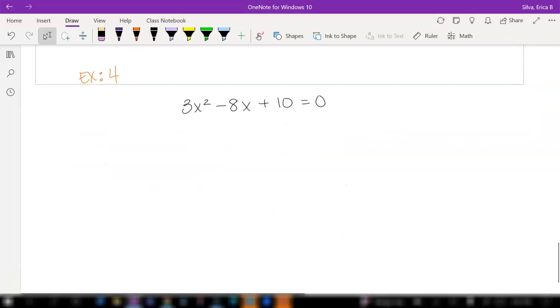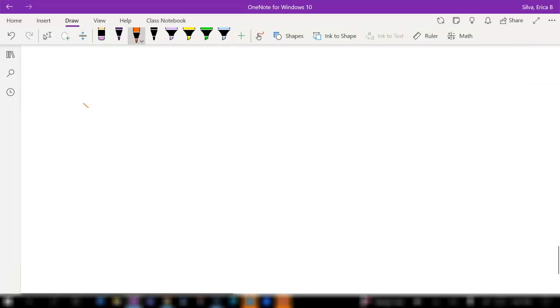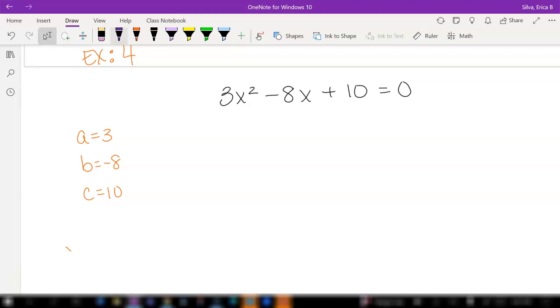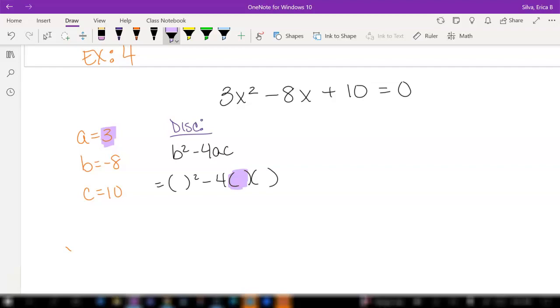Alright, so from here, we do not have a greatest common factor. So let's go ahead and find our A, our B, and our C. So my A is 3, B is negative 8, and C is positive 10. So let's find our discriminant. And this is B squared minus 4 times A times C, our A, our B, and our C.